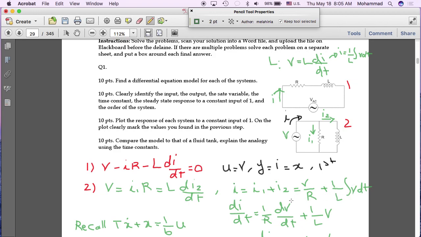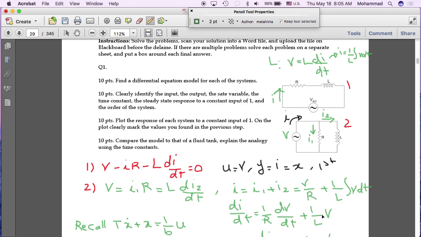So the next step, to bring this equation into the form of a differential equation, is to get rid of that integral portion. So you differentiate this equation and you have di over dt equals 1 over R times the derivative of voltage. This is from the first portion of the right hand side.